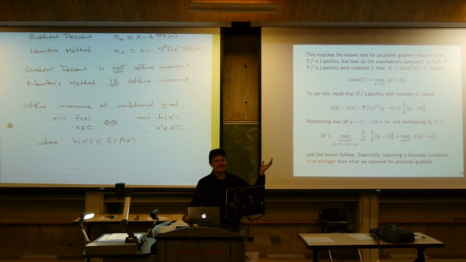Because the diameter of C clearly depends on how we change our variables. L also depends on how we change our variables. So anyway, okay, so that is affine invariance.